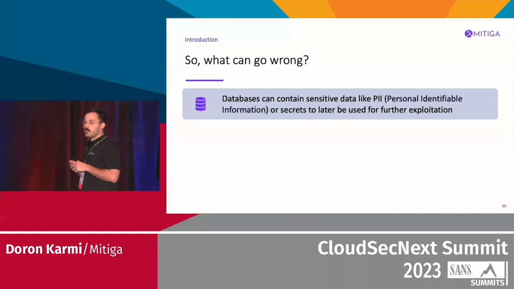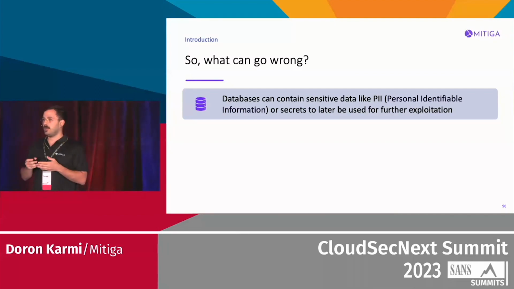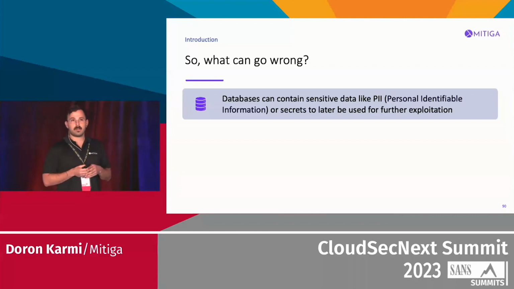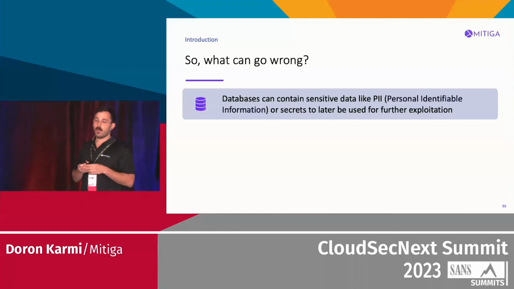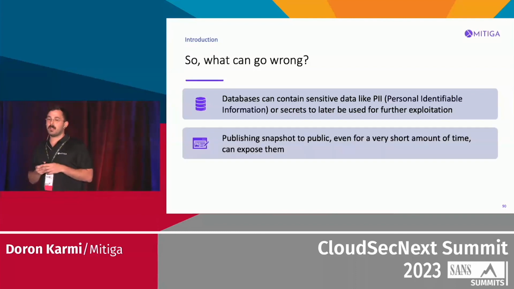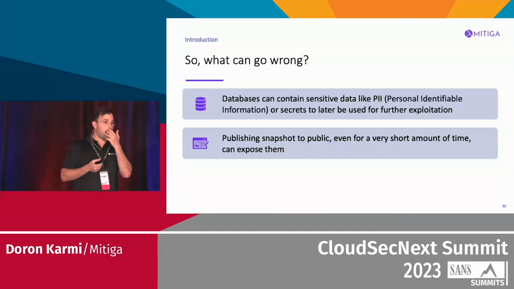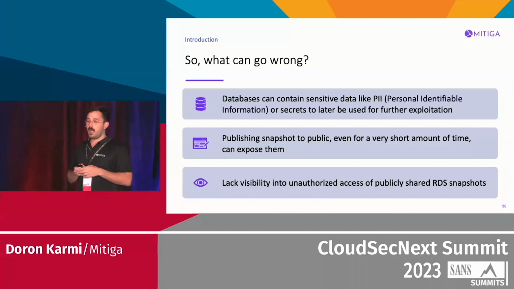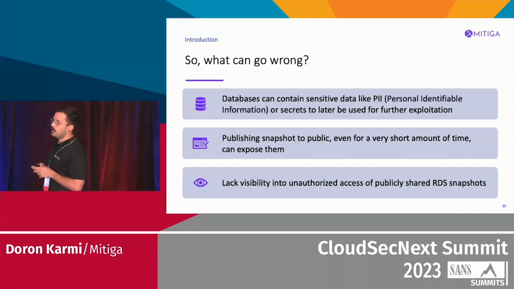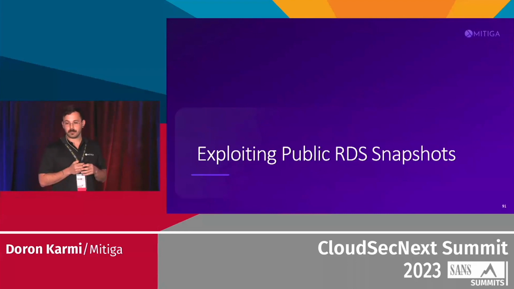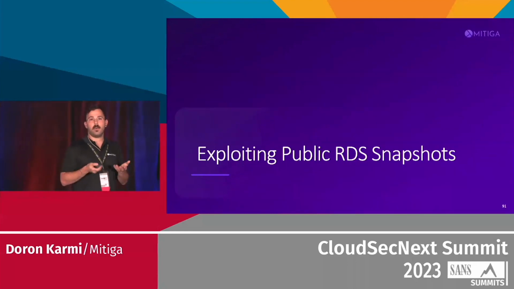Why is it important? First of all, those databases can contain, and do contain, sensitive data like PII and secrets, something that we saw quite a lot in our research: secrets to applications that could be used later for further exploitation. Publishing a snapshot to public, and we will see this, even for a short period of time, a couple of minutes, could expose them. And there is a major lack of visibility into unauthorized actions over those snapshots, which we are also going to talk about. But first, let's see how an attacker could abuse it.